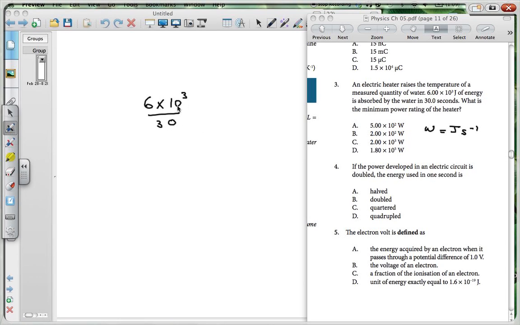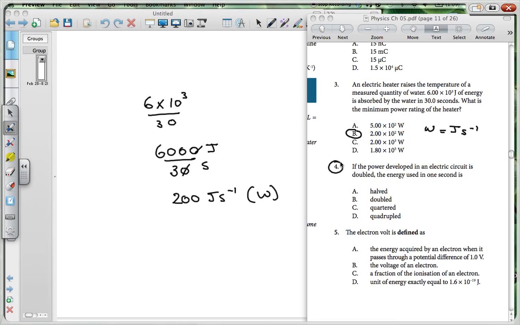So that's going to be basically 6,000 divided by 30. One of those zeros will cancel, so we're going to be left with 200. So it would be B over here, 2 times 10 to the 2 watts. Okay, because here you're going to have your joule and your second, so you're going to get your joule per second, which is a watt.